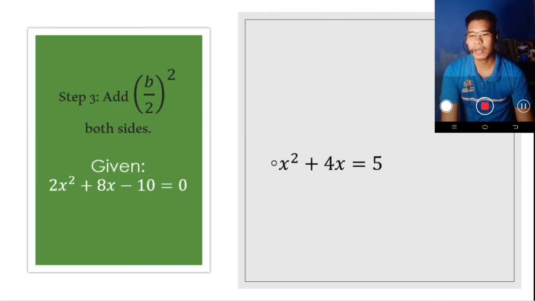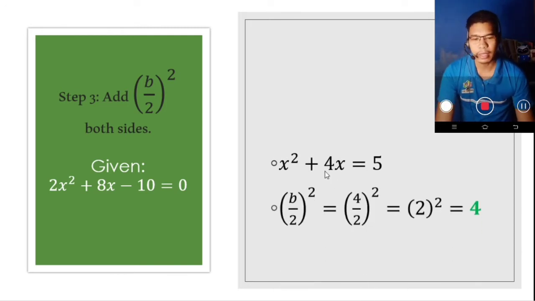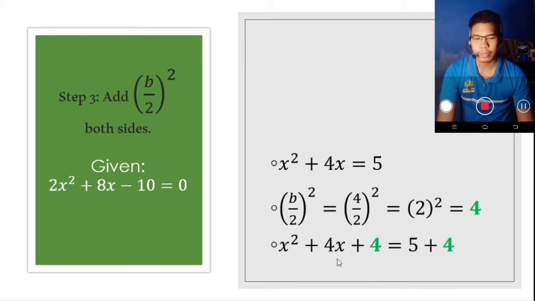Step 3, we're going to add quantity b over 2 quantity squared to both sides of the equation. Please take note that we have here on the left side x squared plus 4x, which is an incomplete trinomial. What we're going to do is complete that and make it a perfect square trinomial. To do that, we get the numerical coefficient of the second term, which is 4. We divide it by 2. 4 divided by 2 is 2. And then we square it, 2 times 2, that is equal to 4. After that, add to both sides. So we're going to add 4 to both sides. So that is x squared plus 4x plus 4 equal to 5 plus 4.